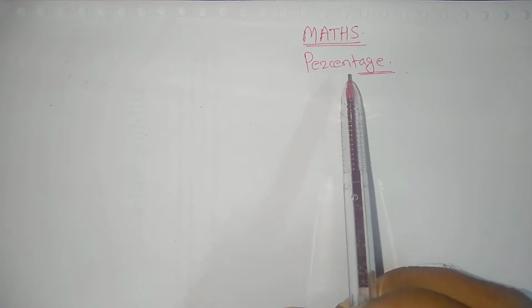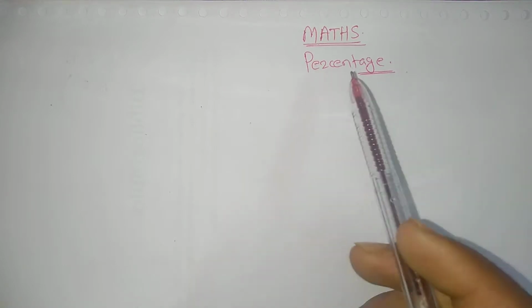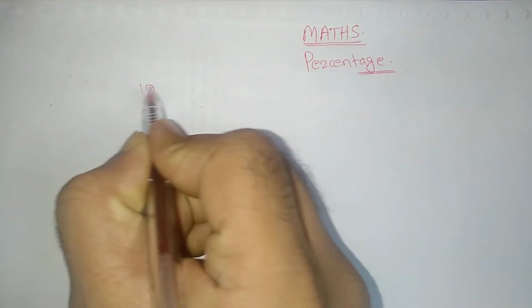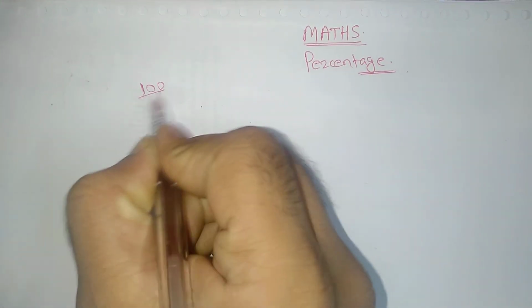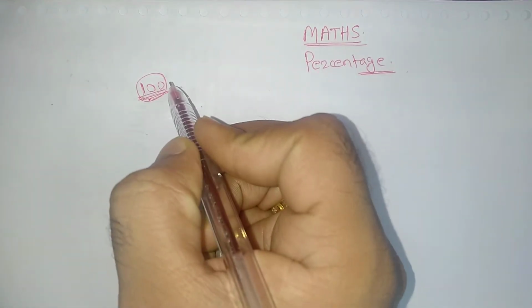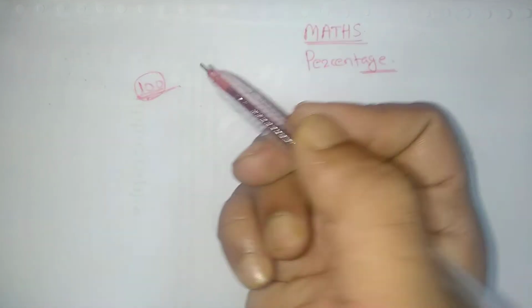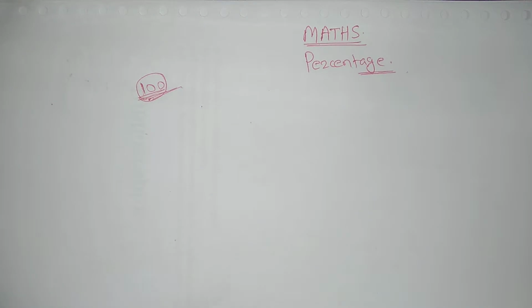Hello, today in this lecture we are going to learn aptitude for different competitive examinations. Maths. In maths, first we are going to learn percentage. What is percentage? We know that percentage is calculated with 100. That means if I want to find the percentage of any number, that number is taken to the base of 100. We'll take some examples and try to learn what percentage is.